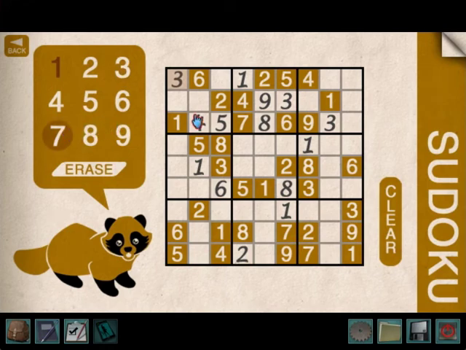7, 8, 9 still out here. 8 has to go in either of these spots. Wait, 9 has to go in this spot for sure. So 7. Okay, 7 or 8 we don't know yet. 9 goes there, which means it goes there in this square.